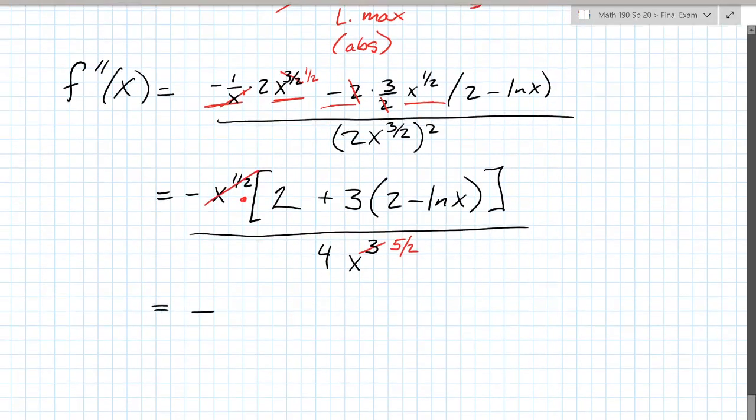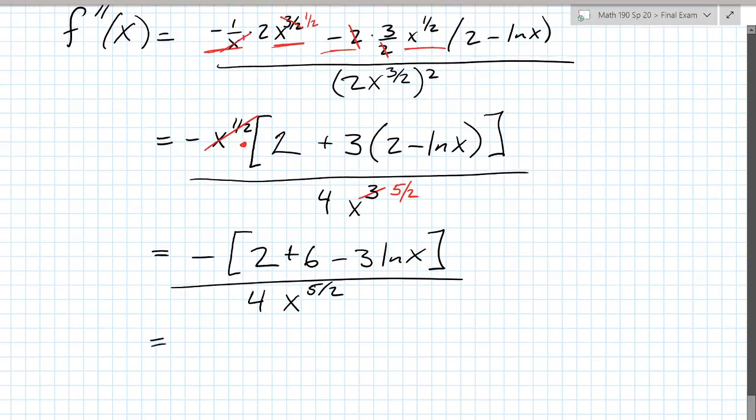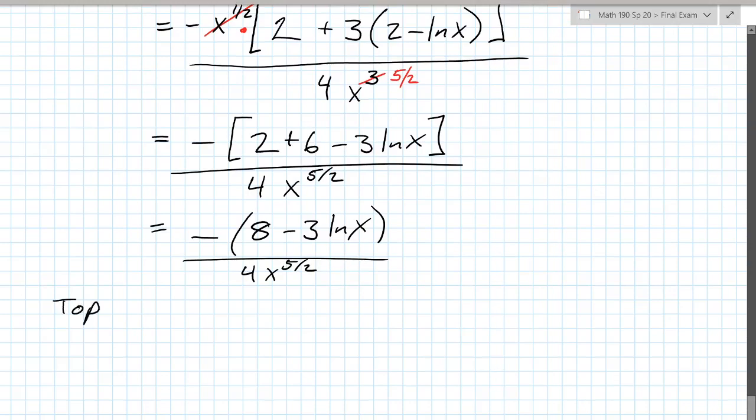So we have negative brackets 2 plus 6 minus 3 ln x, and then at the bottom 4x to the 5 halves. Okay, so then this is equal to negative 8 minus 3 ln x over 4x to the 5 halves. What makes the top 0? Top equals 0 when, that negative won't matter here, to make the top 0 is the same as this.